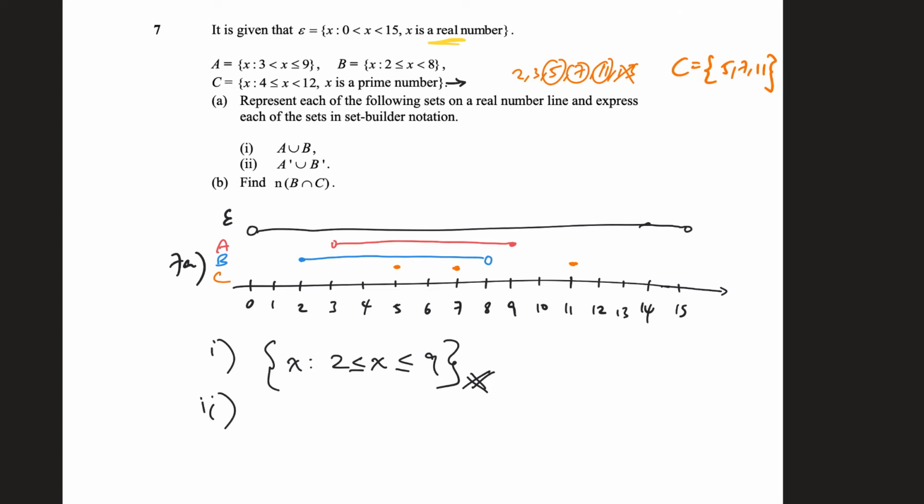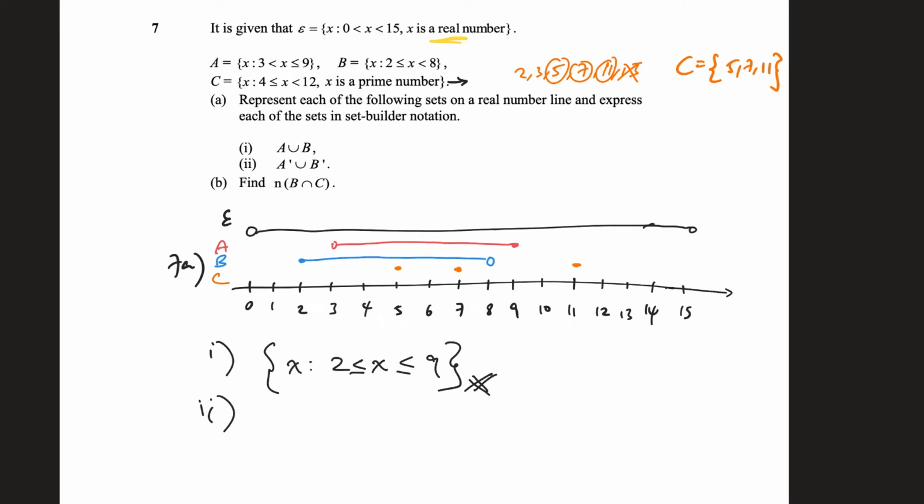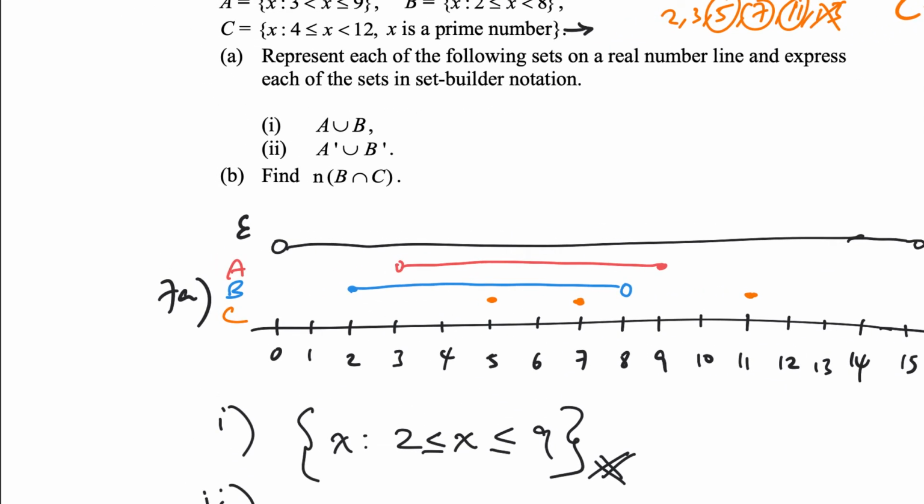For part double i, A prime union B prime, so whatever is not in A together with whatever is not in B. Okay, so this is a bit more tricky. And to do that properly, I'm going to have to write out what A prime is. So let's do it here. A prime is simply here. A doesn't include 3, so I'm going to include it now. Everything here. And of course, the universal set doesn't include 0, so we can't include it as well. We can't include 0.